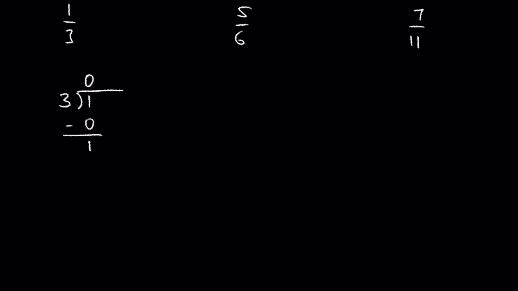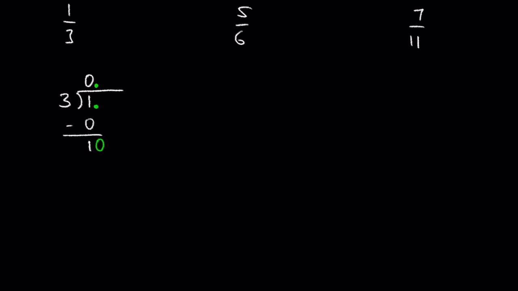Now we bring down a 0, which means we have to put a decimal point. Or in other words, you can memorize that by bringing the decimal point behind the 1 above the line, because 1 is equivalent to 1.0. Now we divide 10 by 3.